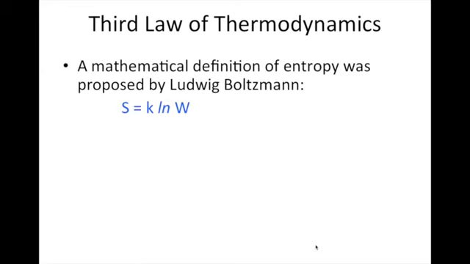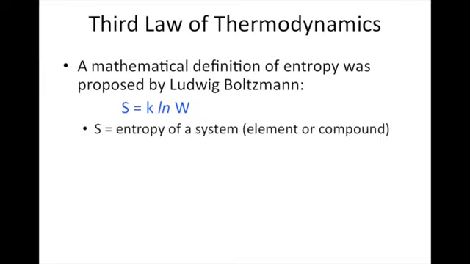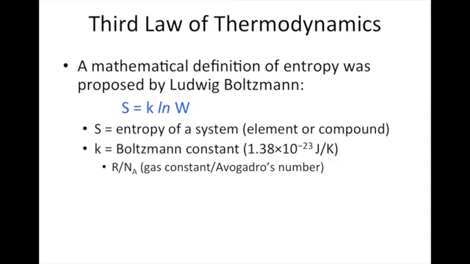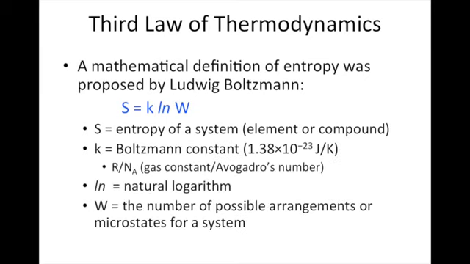to zero. Now we can also see this using the Boltzmann equation, which we've introduced previously, where S is our entropy, k is the Boltzmann constant, and then we have the natural log of W, where W is the number of possible arrangements or microstates for a system.